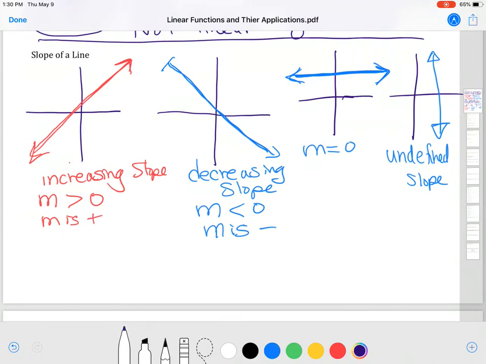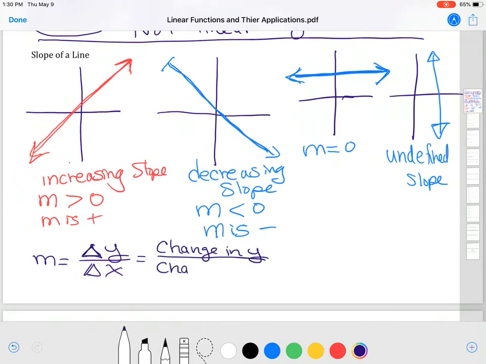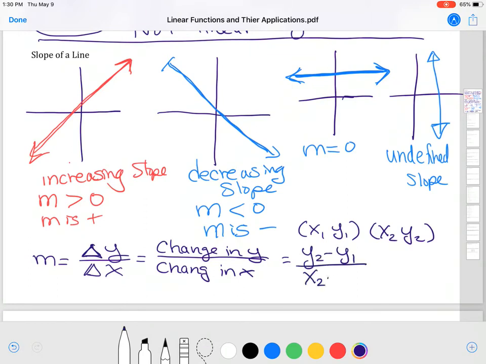When we go to calculate slope, we want to think of slope as the change in y over the change in x. We can write it out in words if you're not comfortable with the symbols. This triangle symbol means change. So change in y quantity over the change in x quantity. If you want to use it as a formula and you had 2 points, x1, y1, and x2, y2, then you would just take the difference in the y's over the difference in the x's.